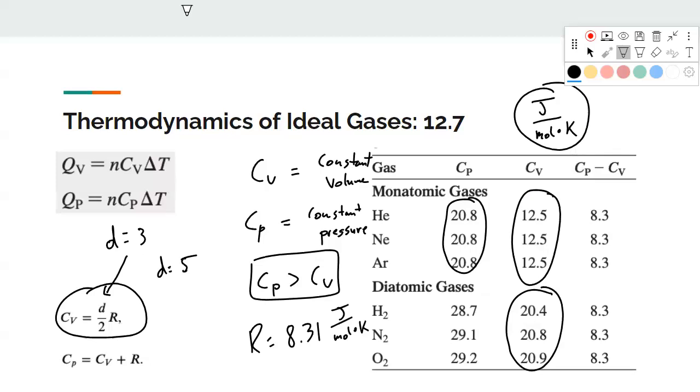Okay, and then you can see once we have those heat capacities, we can use these equations, which are the equivalent of the MCAT equation we had before, but now instead of mass, we have a number of moles. So if you want to find out how much the temperature changes based on some amount of heat that you add, you just divide by the number of moles and the molar heat capacity.